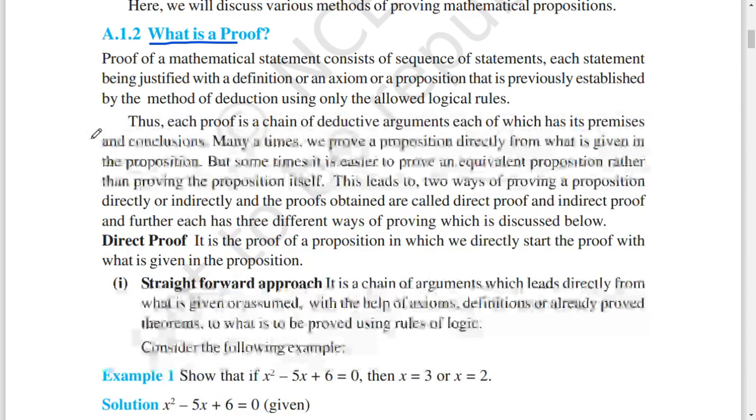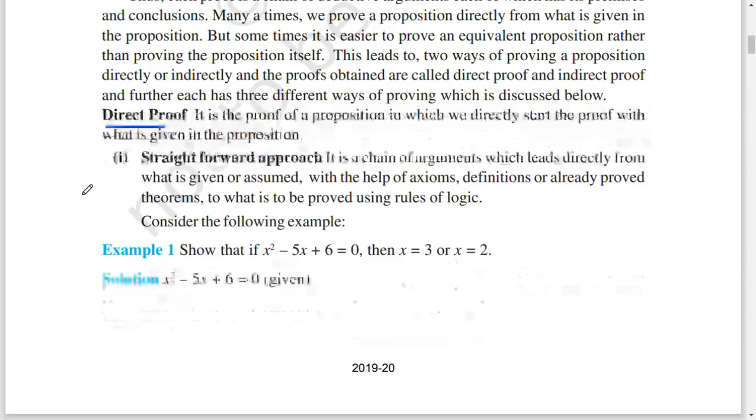Direct proof. It is the proof of a proposition in which we directly start the proof with what is given in the proposition. 1. A straightforward approach. It is a chain of argument which leads directly from what is given or assumed, with the help of axioms, definitions, or already proved theorems, to what is to be proved using rules of logic.